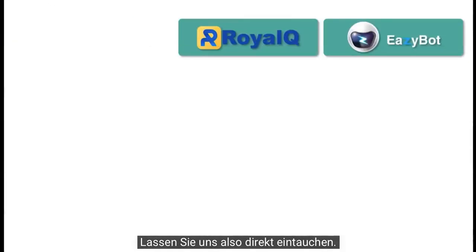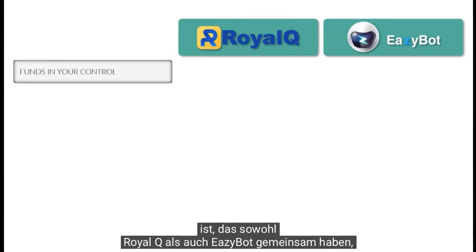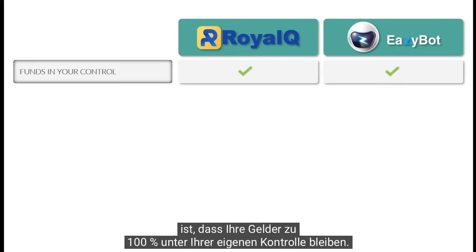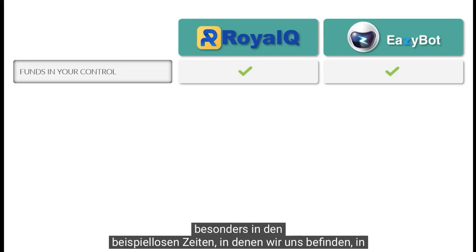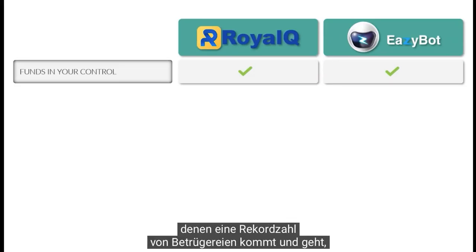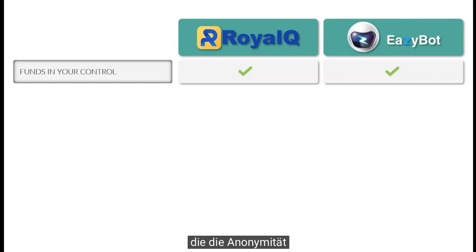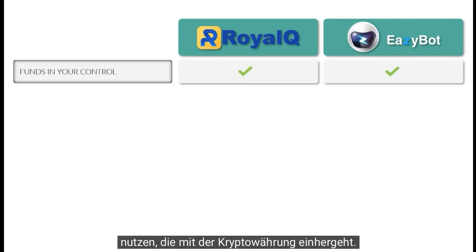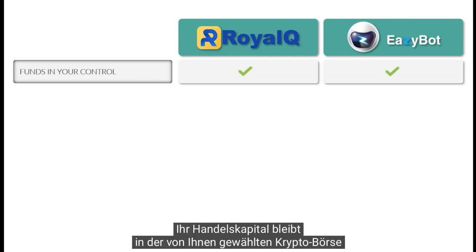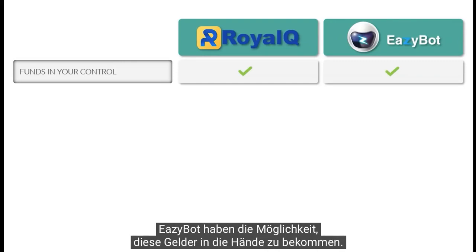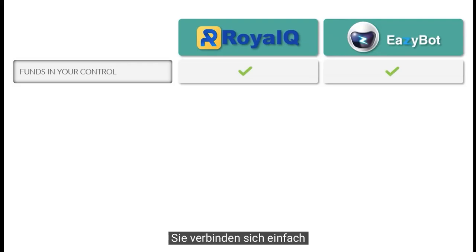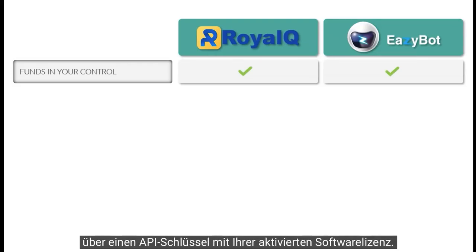So let's dive right in, and the first thing worth mentioning, which is common to both RoyalQ and Eazybot, is that your funds remain 100% in your own control. And that is very attractive, especially in the unprecedented times we're in, where there's record numbers of scams coming and going, taking advantage of the anonymity that comes with cryptocurrency. Your trading capital stays in the crypto exchange that you choose, and neither RoyalQ nor Eazybot has any ability to get their hands on those funds. You're simply connecting to your activated software license via an API key.